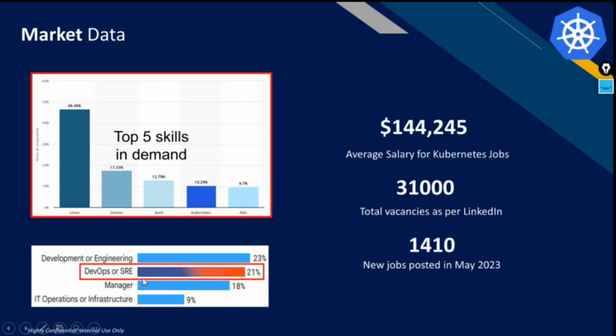And if you go by the category of the job role, the highest demand is for a development or an engineering guy, 23%. Next comes DevOps or SRE guy, 21%. Then a project manager or any Scrum manager or whatever, so that is 18%. And then comes the operations or infrastructure guy, 9%. So you can see DevOps is quite high on the rank.